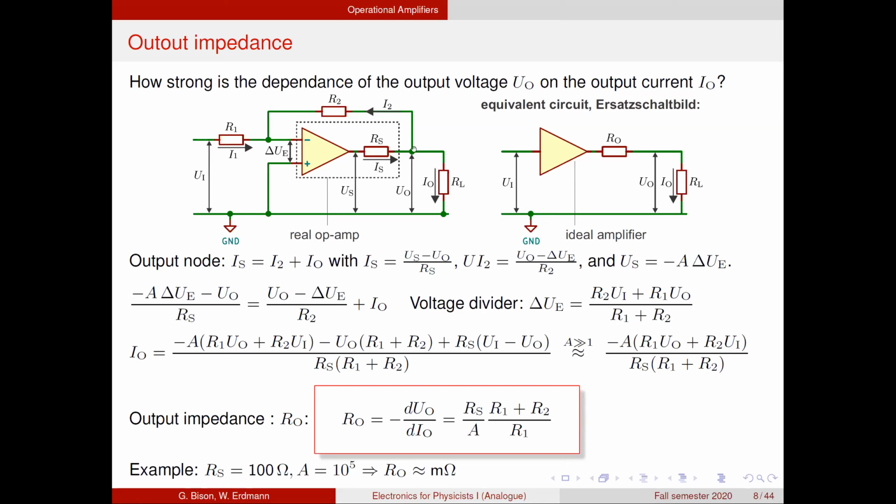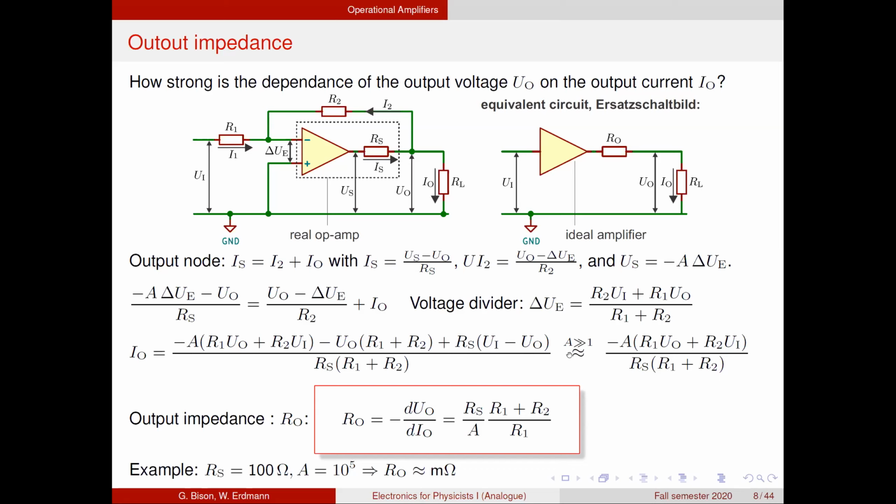The delta UE, the difference input voltage, we calculate as we've done before using the voltage divider formula, and then we find one large formula here, which again, we assume that our amplification might not be infinite, but very large. And so we can simplify this simply by disregarding terms in the numerator that are not scaled with this large number.